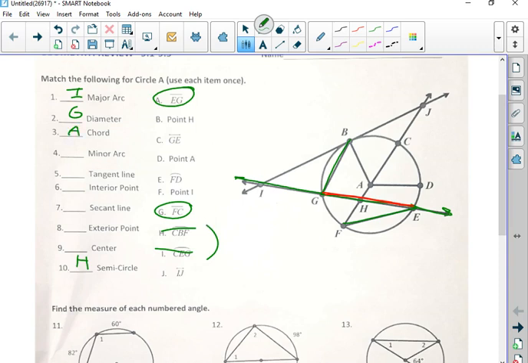Minor arc. Well, I don't have any choices. Actually, I only have one choice, E, FD. But let's verify. FD, is that a minor arc? Yes, it is. Tangent line. Well, there's only one line outside the circle that's just hitting it at one point, B, right here, which is the tangent point, or point of tangency. So I need something that is with the B, I, or J. Here we go, IJ.